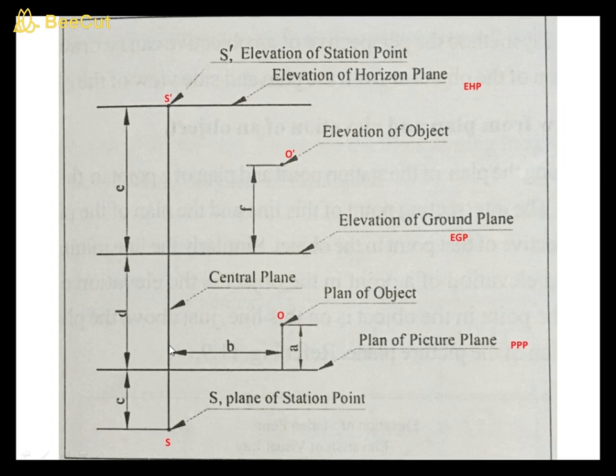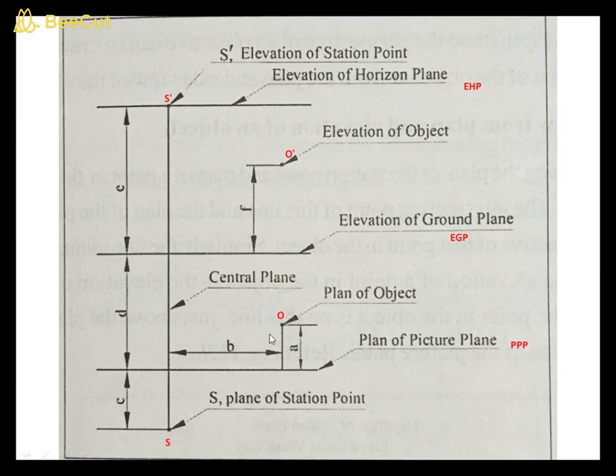After drawing this, you have to draw visual rays. Visual rays are imaginary lines connecting the station point and the object. Here we have only one point, so you can draw a single line in the top view. The line connecting S and O is known as the visual ray. So draw a line connecting S and O. This is known as the visual ray in top view. Similarly, you can draw a line connecting S dash and O dash in front view. That is known as the visual ray in front view.